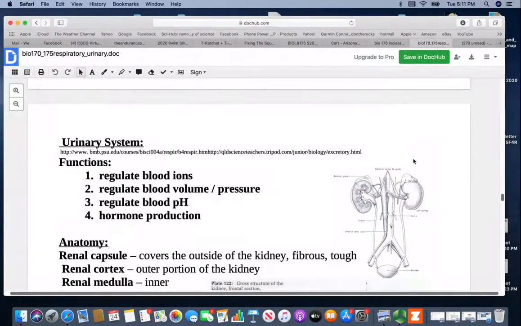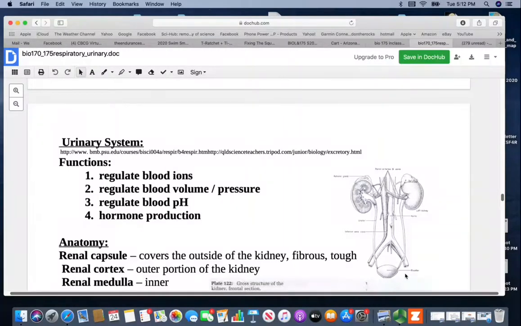Today we're going to talk about the urinary system. The urinary system is relatively short and simple compared to a lot of the systems we've looked at up until this point. It involves two kidneys, a bladder, and the tubes that go between things.